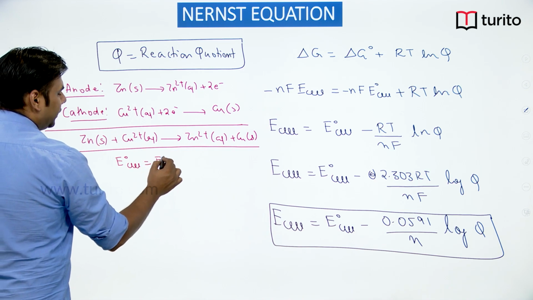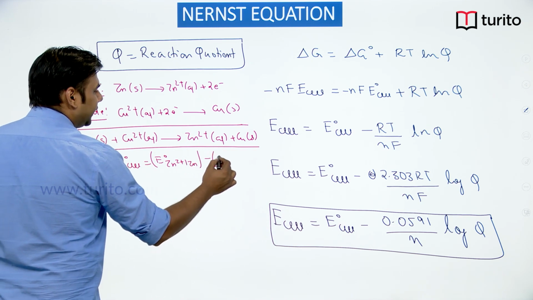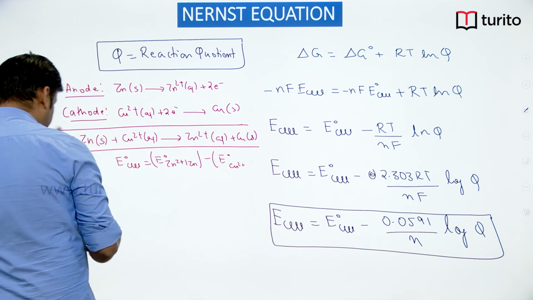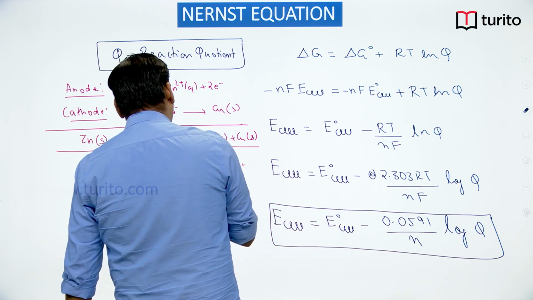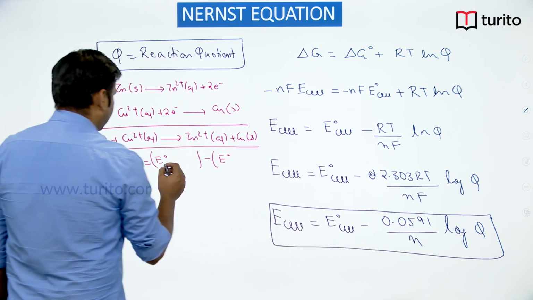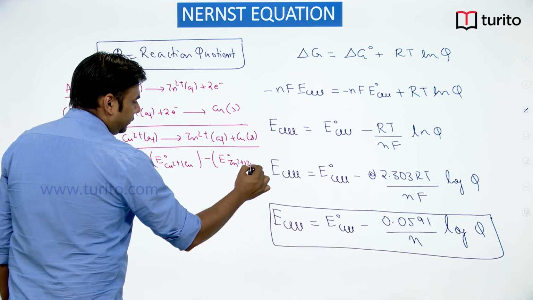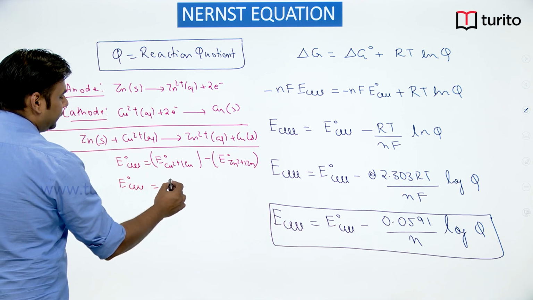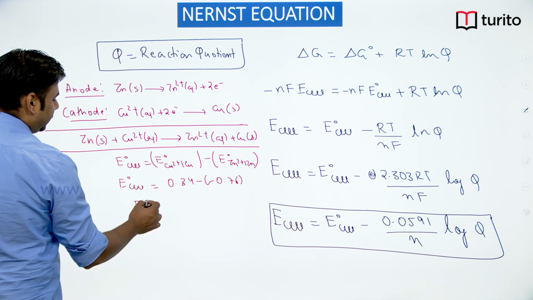We knew the value of E naught cell. E naught cell is the reduction potential of cathode minus the reduction potential of anode. So the reduction potential of cathode is that of copper 2 plus changing into copper, minus the reduction potential of zinc 2 plus changing into zinc. So E naught cell would become 0.34 minus minus 0.76. So E naught cell was 1.1.